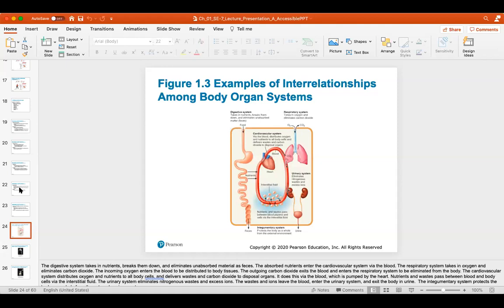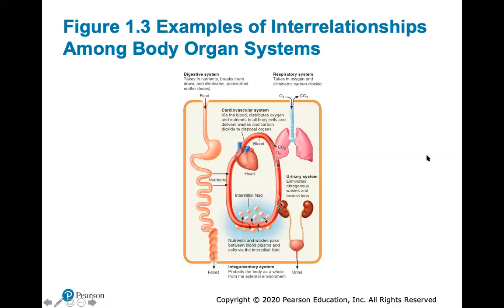This is an example of the interrelationship among body organ systems, and I'll try to make this bigger for you. There we go. So the digestive system is interrelated to the cardiovascular system, which is related to the respiratory and urinary system. So your digestive system takes in food, nutrients get absorbed through the bloodstream, and those nutrients eventually go to where they need to go via your arteries and veins. The cardiovascular system is connected to your respiratory system because you breathe in oxygen, which travels from your lungs into your arteries, eventually to your heart, where it can get pumped out.